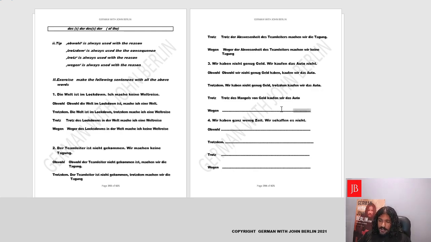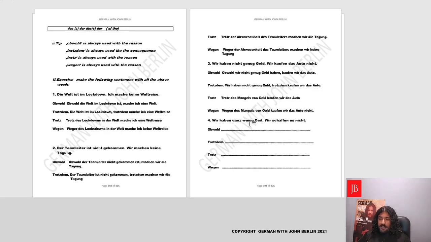Okay, now here this is just a preposition, genitive, like because, a new preposition, and we could just say because of the scarcity of money, wegen des Mangels von Geld, kaufen wir kein Auto. Wir kaufen das Auto nicht, that's also an option. We do not buy the car. So because of the scarcity of money, we do not buy the car. Okay.